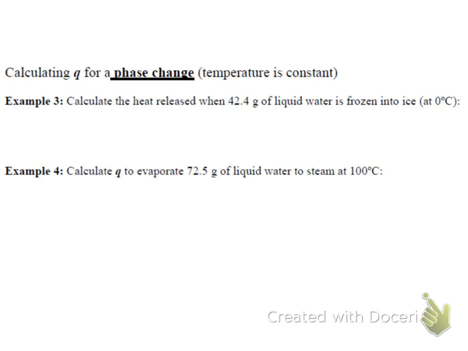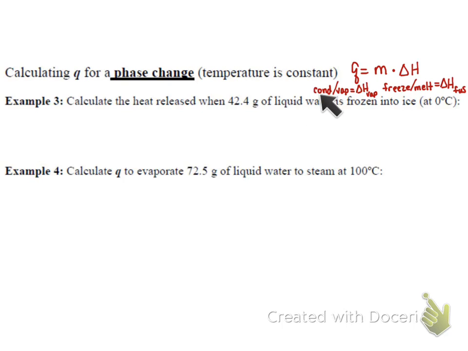Okay, so the other Q equation that we are going to use is the Q that we could use for phase changes. So the temperature is not changing, but the phases are. And that equation is Q equals mass times delta H. There's two different delta H's, and you have to use the right one for the right phase change.